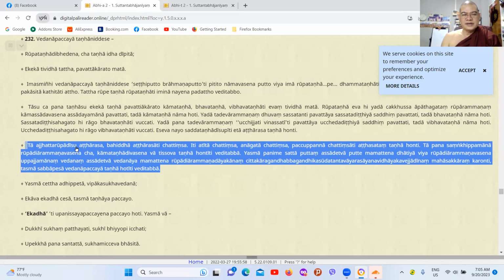If kama rupatana takes eternal object, then it is called ajata kama rupatana. If bhava rupatana takes eternal object, that tana is called ajata bhava tana. If vibhava tana takes eternal object, it will be called ajata vibhava tana. And so ajata rupa kama tana, ajata rupa bhava tana, ajata rupa vibhava tana, if the object rupa is eternal. So in this way, ajata rupa disu atharasa, the eternal visible object.